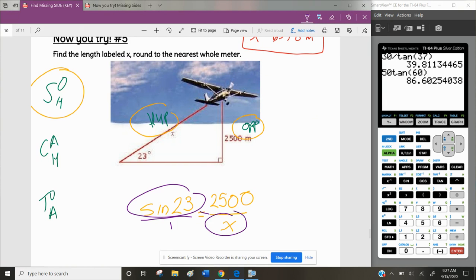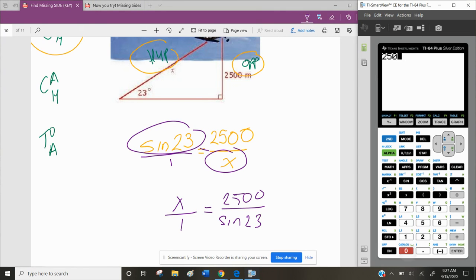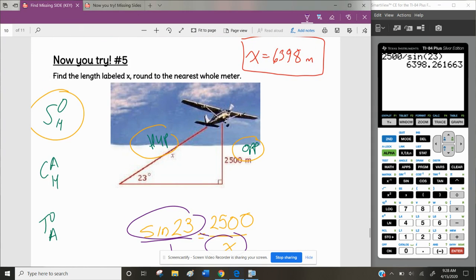We can use cross multiplication, but again, what happens? X and the sine of 23 switch places. So in our calculator, 2,500 divided by the sine of 23, and we're going to round that to the nearest whole meter, which is 6,398.